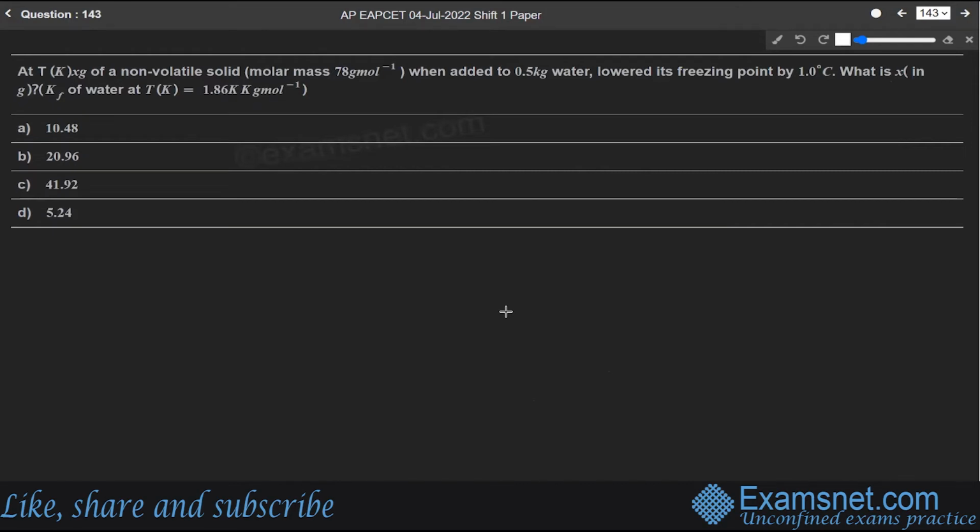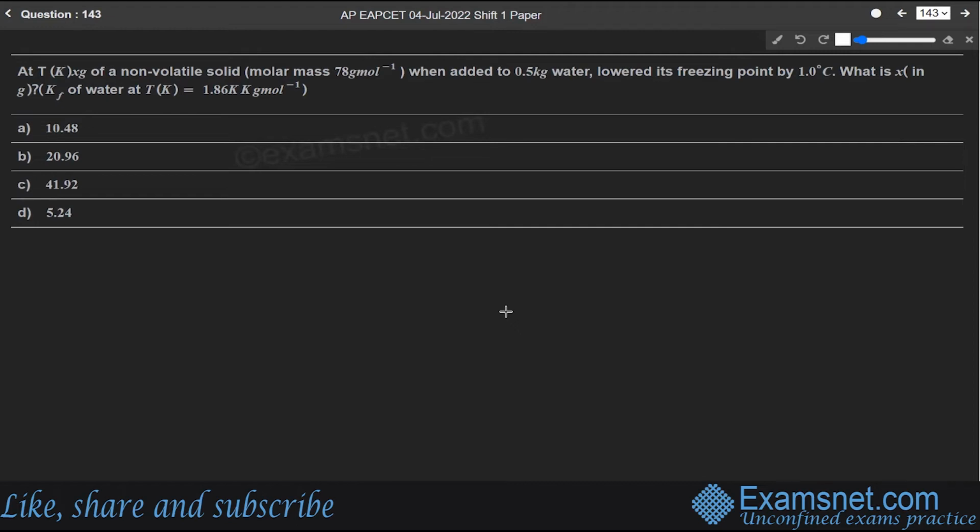So again, this particular question is from physical chemistry, right? This is from colligative properties. Five colligative properties: depression in freezing point, elevation in boiling point, and osmotic pressure. All these colligative properties are very important from the exam point of view. You can expect one question every time from this physical chemistry. At least from the colligative properties, I bet you can get one question in every shift.